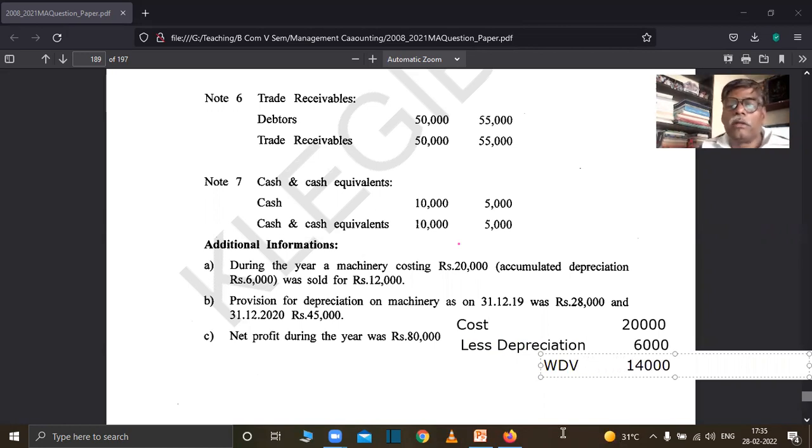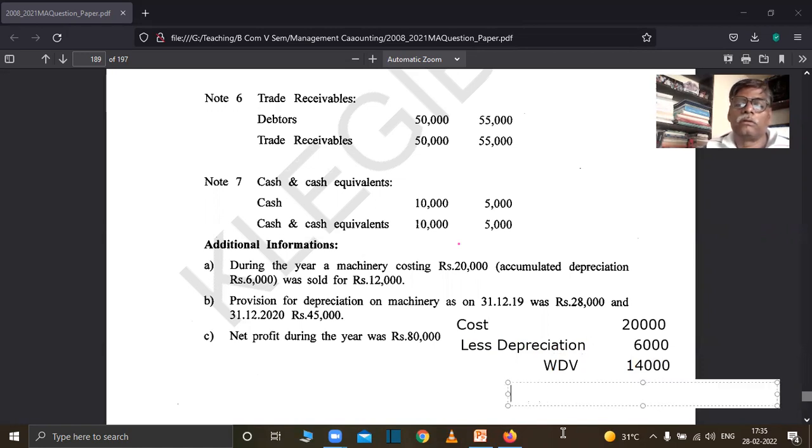And sale value is 12,000. Okay, you check this. WDV is 14,000, sale value is 12,000. So sale value is less, so there is a loss. Loss is 2,000. The difference is 2,000. That is called loss. If sale value is more, you consider the difference as profit.